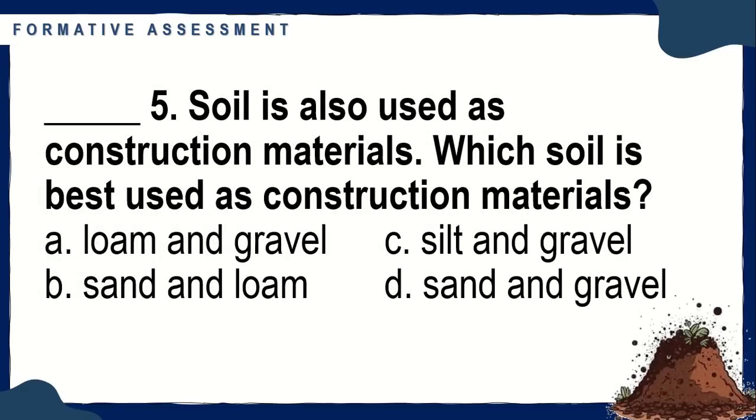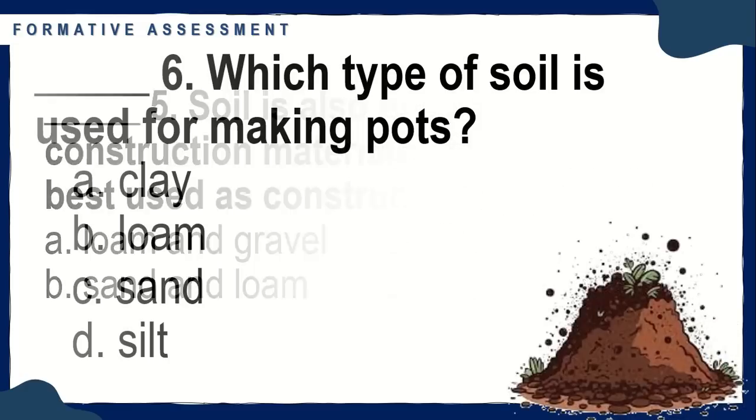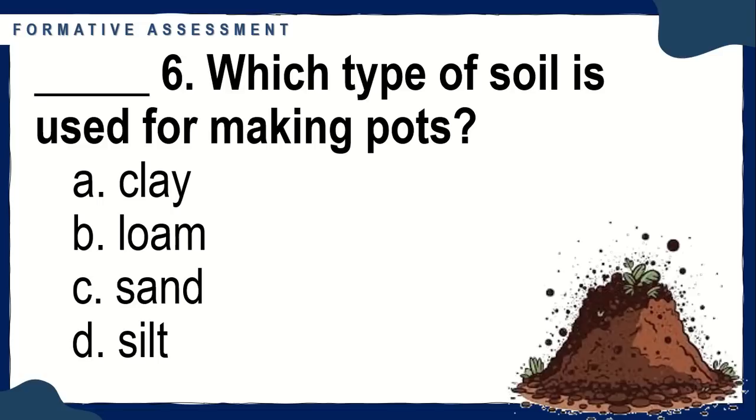Number 5. Soil is also used as construction materials. Which soil is best used as construction materials? A. Loam and gravel, B. Sand and loam, C. Silt and gravel, D. Sand and gravel. Number 6. Which type of soil is used for making pots? A. Clay, B. Loam, C. Sand, D. Silt.